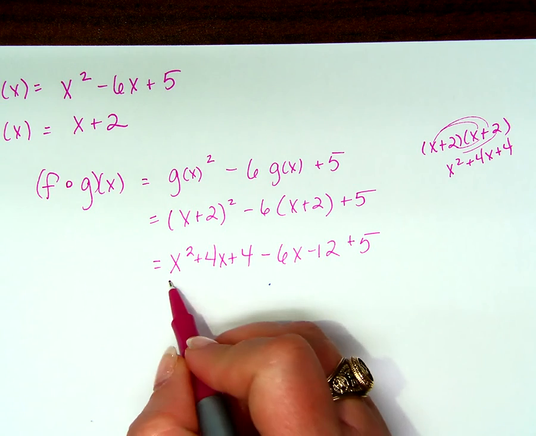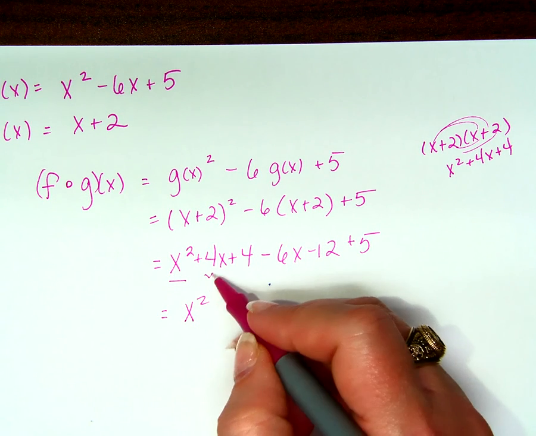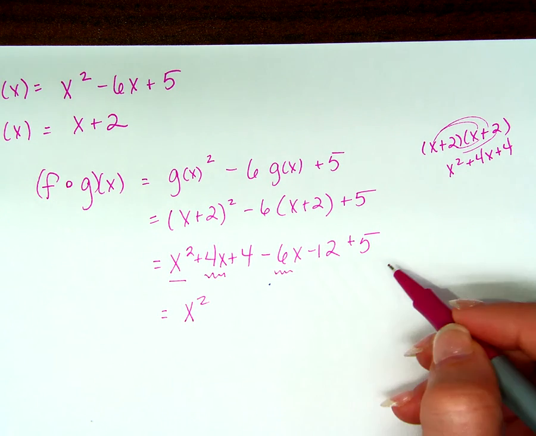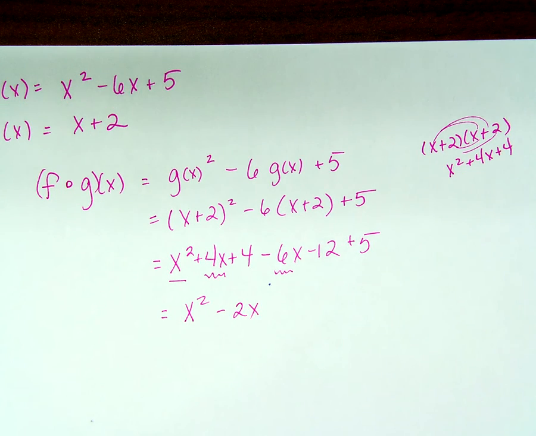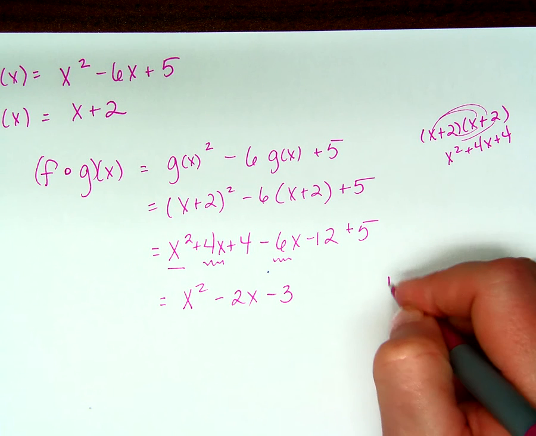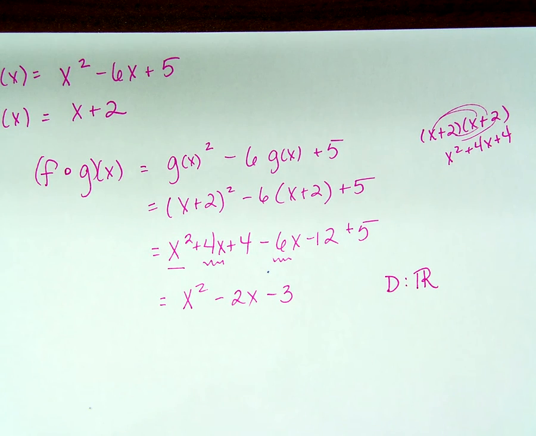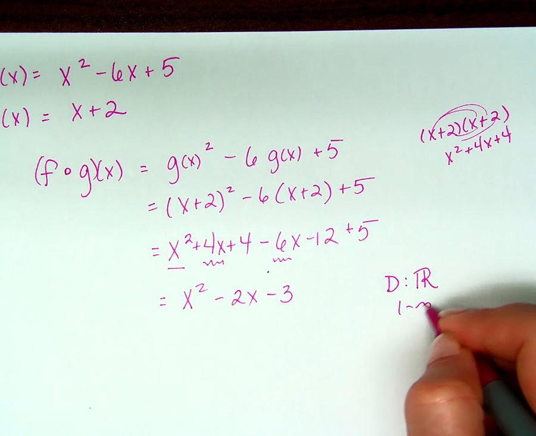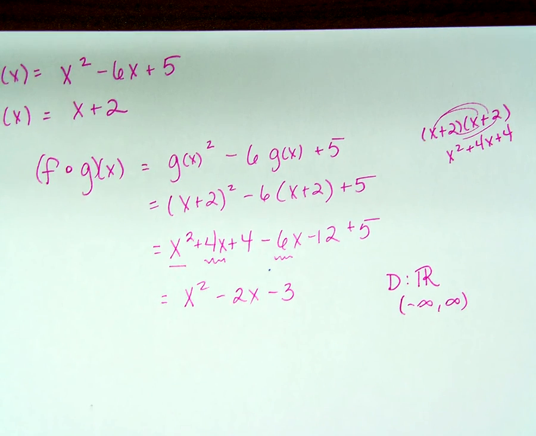So I've got x squared. I don't have any other x squareds. I've got 4x minus 6x, that's minus 2x, and then minus 3. What shape is that? So my domain is all reals. Negative to positive, right? Can you go the other way?